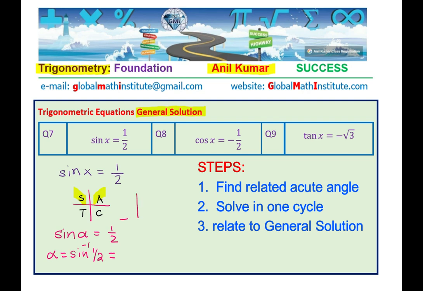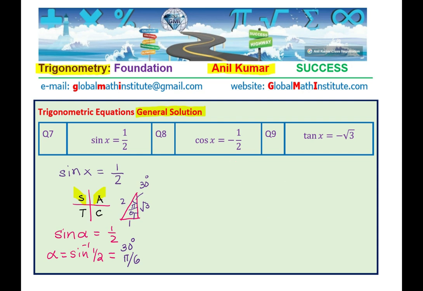Let me make one triangle here. This is the special triangle we were looking forward. 1, 2, square root 3. And this angle will give you side opposite as 1, hypotenuse 2. And you know this angle is pi by 6 or 30 degrees, correct? And so we have this solution as 30 degrees, or you can write this as pi by 6. So those are your solutions in degrees and radians in quadrant 1 for the given situation.